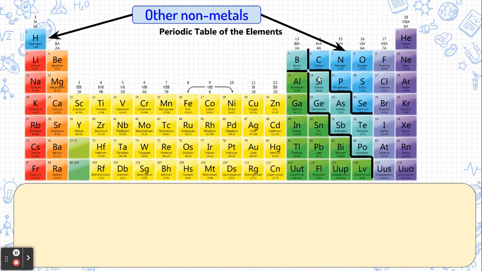Does anyone know what C is? What's capital C? What's the element that's represented by capital C? Carbon. What's N? Nitrogen. What's O? Oxygen. What's P? You remember? Something that shines at night. Phosphorus. Do you know what S is? Sulfur. Do you know what Se is? Selenium. Again, but the most important three are which ones?